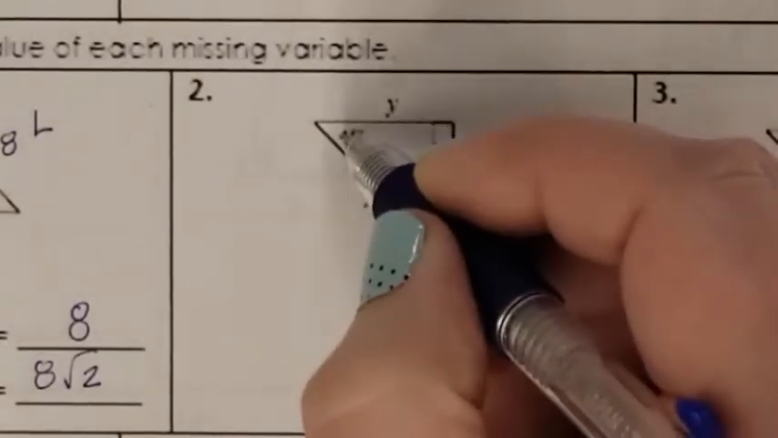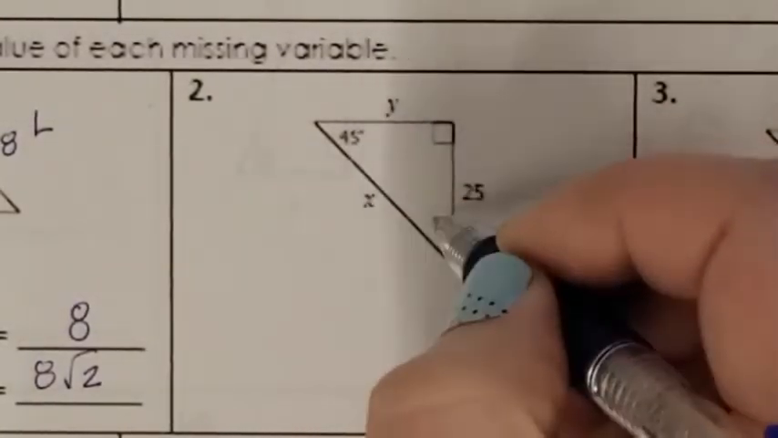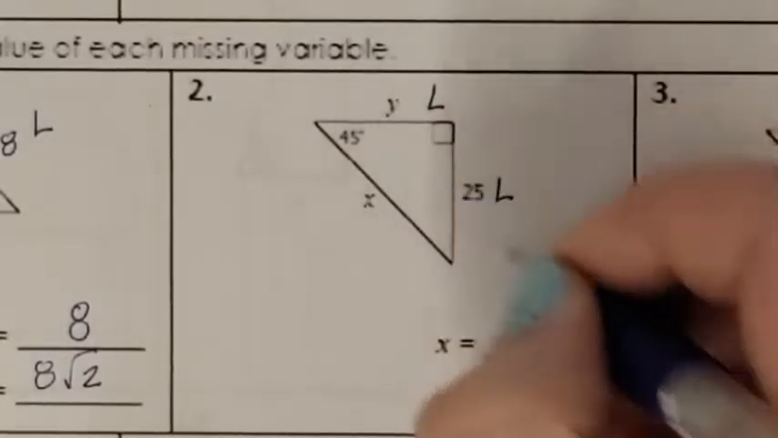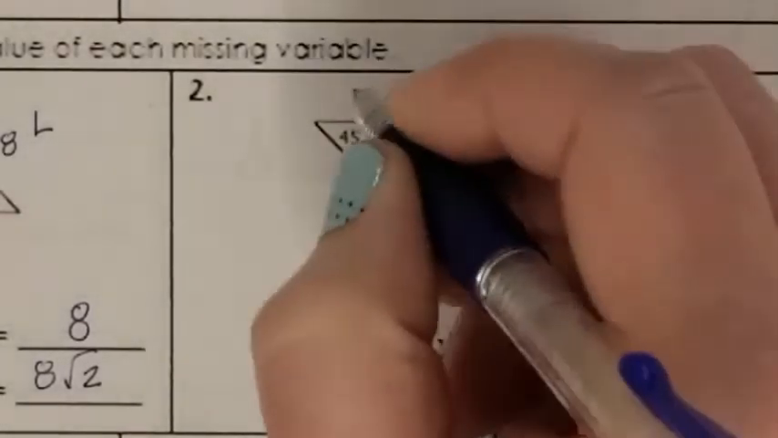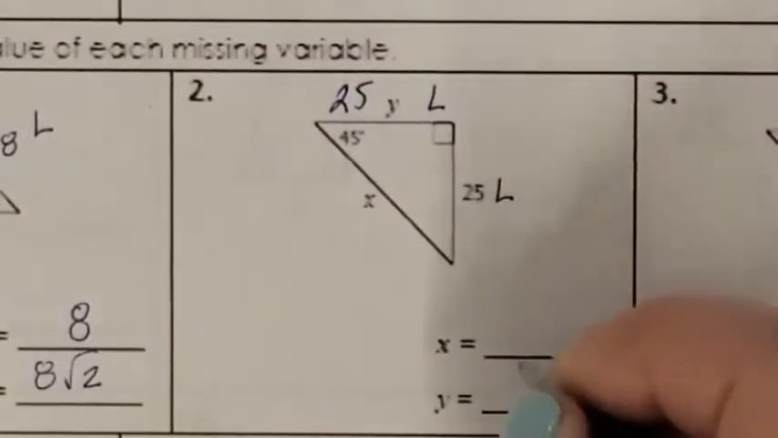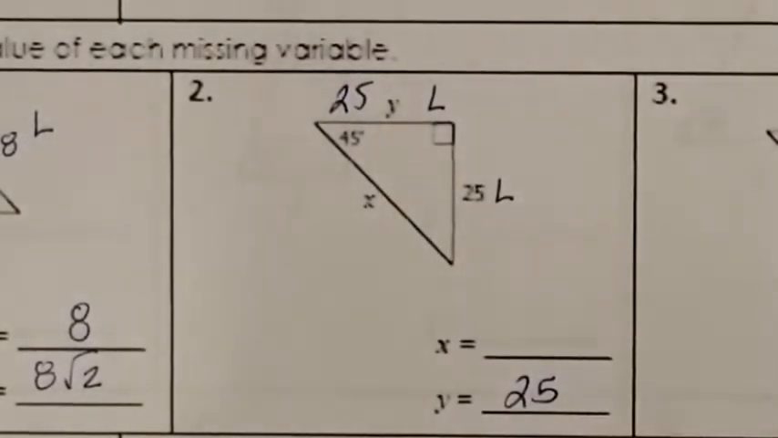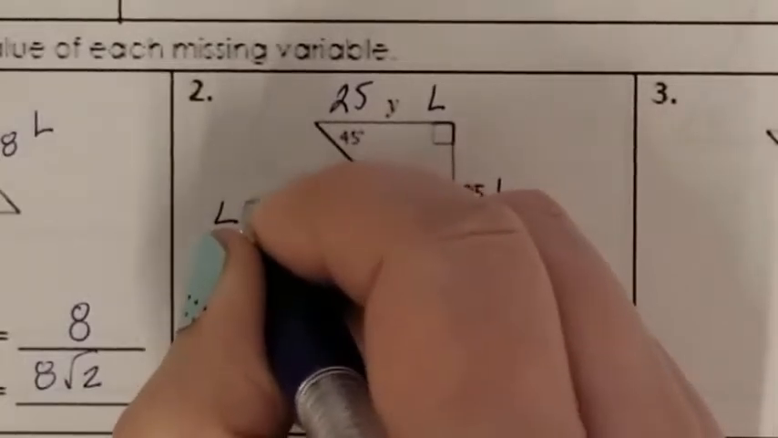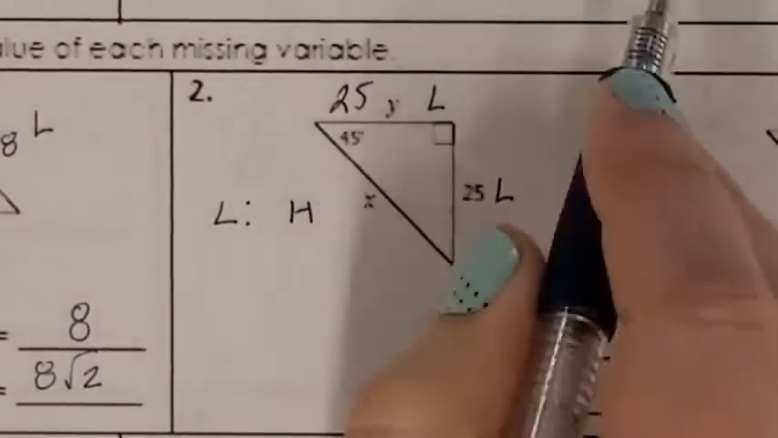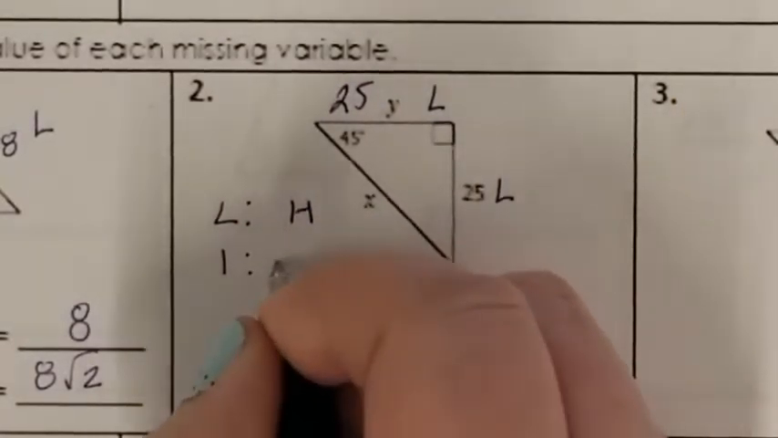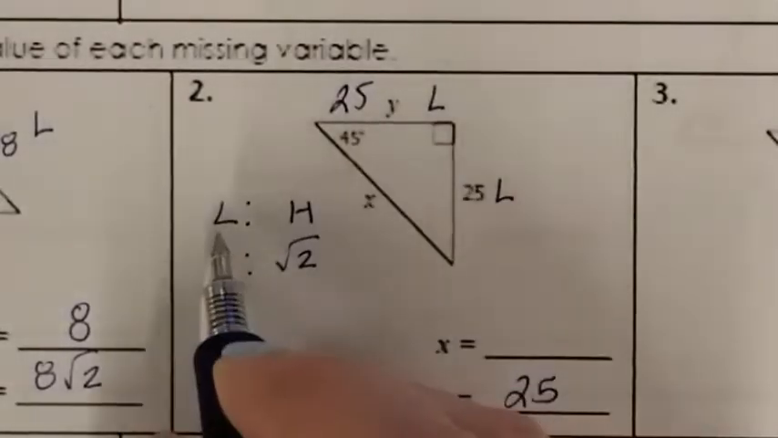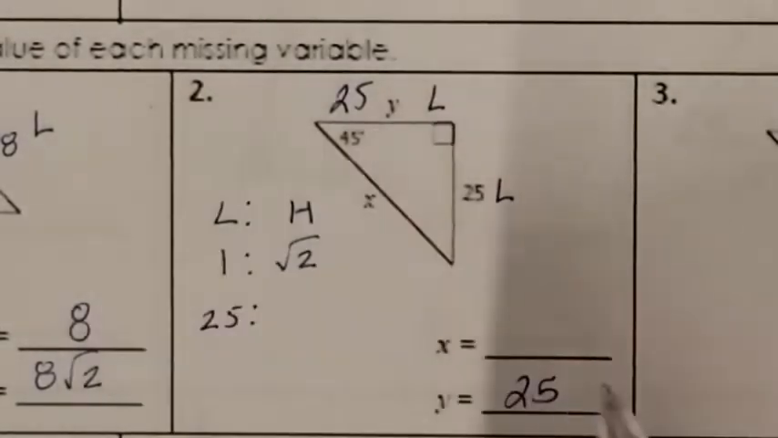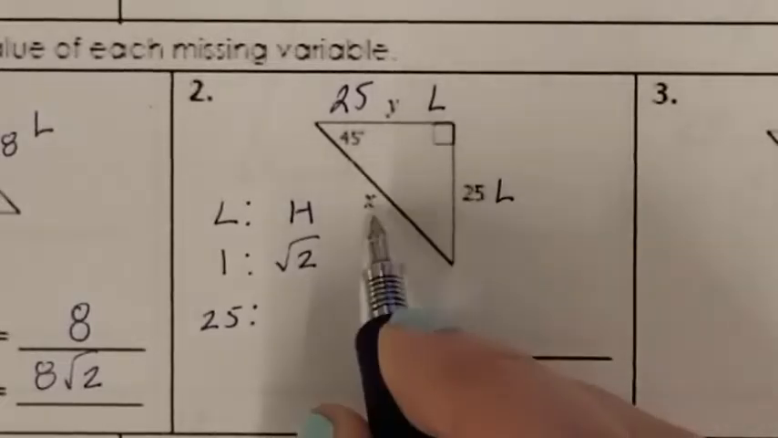It's a 45, 45, 90. Which meant these two legs right here, both of these are legs, they're equivalent. Since this leg is 25, that means y also has to be 25, which meant I need to find x. So I have a leg to hypotenuse ratio that I know is the ratio of 1 to the square root of 2. Do I know my leg? I do. I know that my leg is 25.